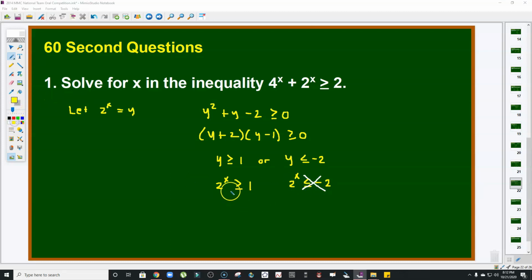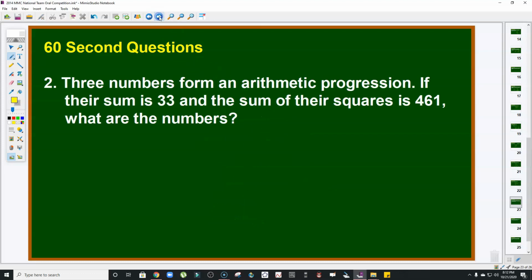Okay, so going back here, by inspection, you will notice, if x is 0, so that's 2 raised to 0, that's equal to 1. If x is 1, that's 2. That's greater than 1. So clearly, x here is greater than or equal to 0. See that? Okay, problem number 2.